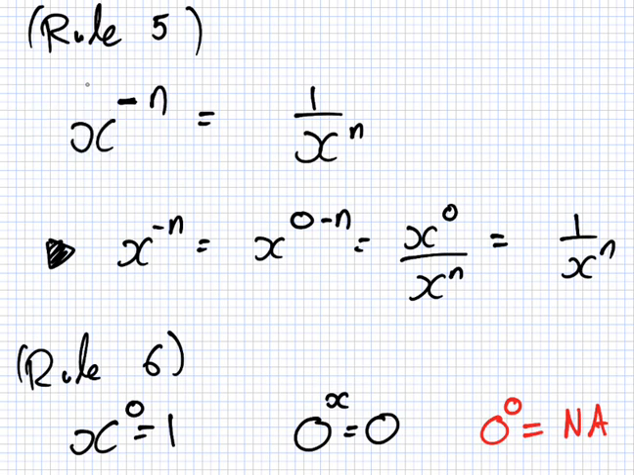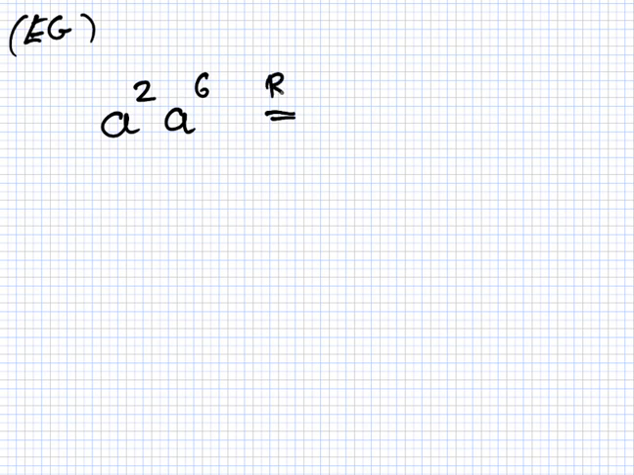You got them? Okay, so now that we have our 6 rules in place, we can have a look at some examples. Our first example, nice and easy. We want to simplify this. Well, what rule do I need to use? First rule. Yeah, just add 6 and 2 together.